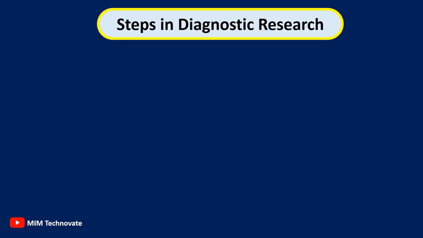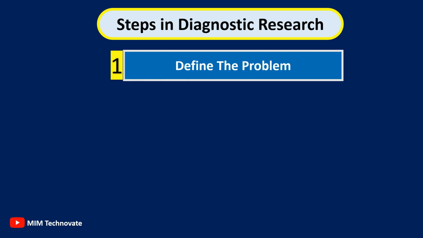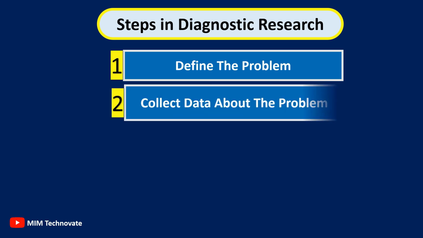Steps in diagnostic research. Step 1 is to define the problem that you are trying to solve. This involves identifying the symptoms of the problem and understanding its impact. Step 2 is to collect data about the problem. Once the problem has been defined, you need to collect data about the problem. This data can be collected through surveys, interviews, focus groups, or other methods.